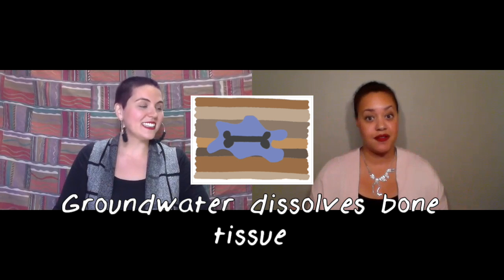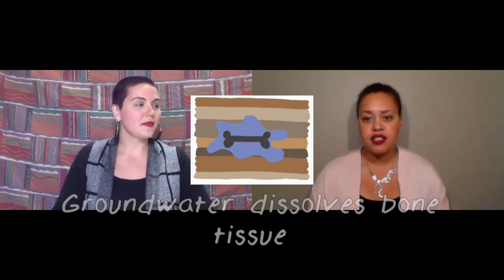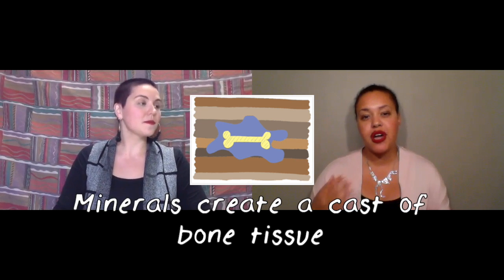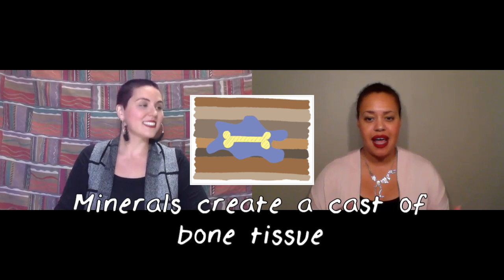Now that the skeleton is buried in stone, groundwater comes up through the layers of sediment and dissolves the bone. This leaves a mold of the shape and size of the bone tissue. The same groundwater passes more minerals through this mold, which creates a cast of the bone tissue, like passing plaster into a mold. Time keeps on passing, and eventually the fossil may make it to the surface of the ground today.